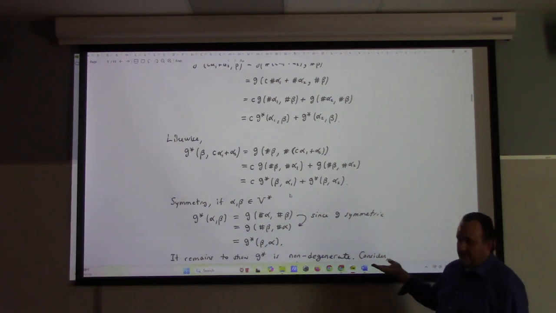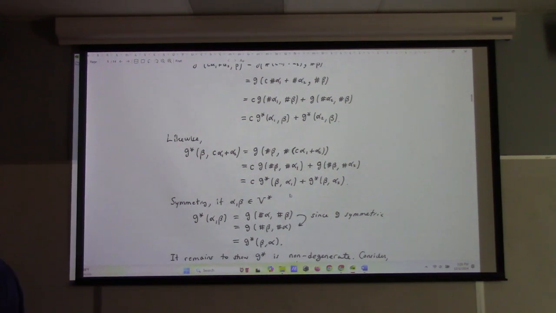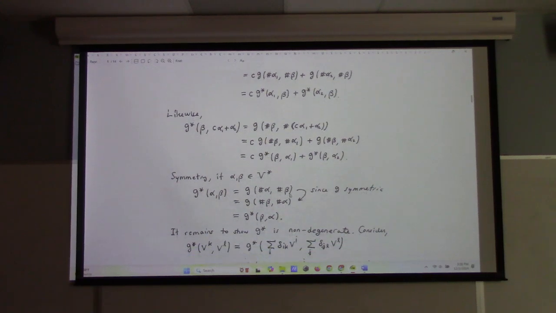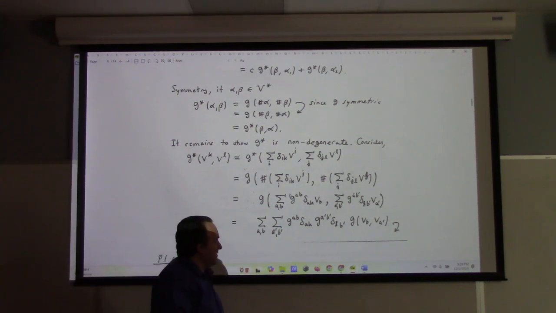So, but why is it non-degenerate, right? Because we need to show non-degenerate to show that G dual is in fact a metric. And so like I said, that's kind of just a calculation in my view. I'm sure there's another way to show this, but this is the way I showed it.